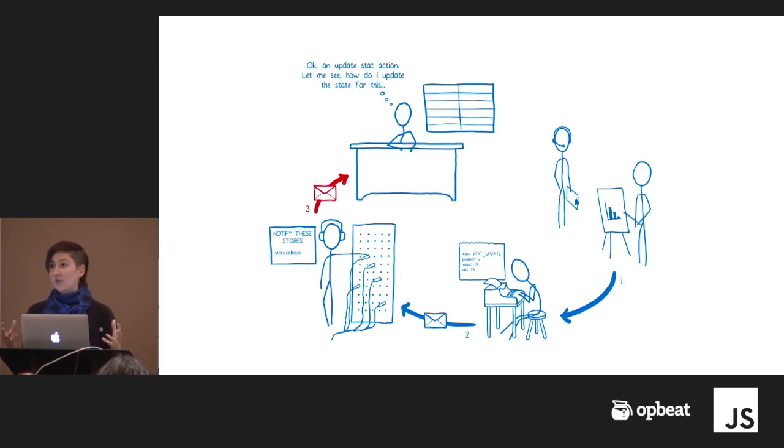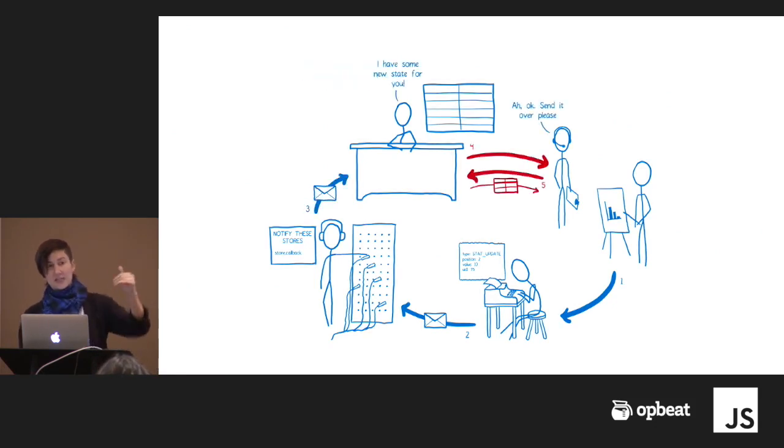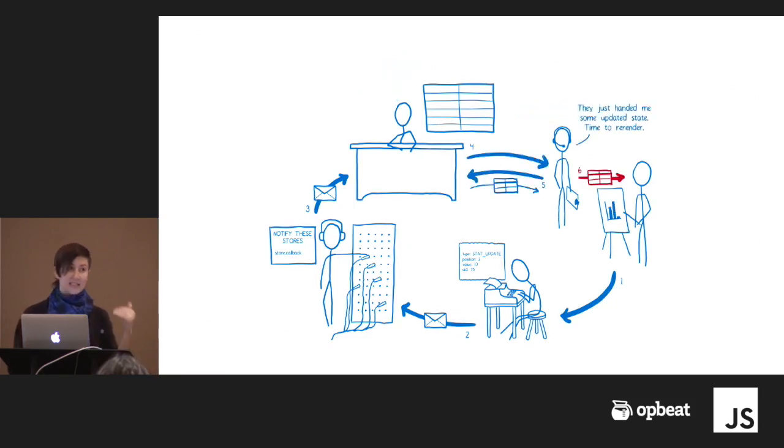And of course, this is where the store says, do I care about this? How do I change the data based on this action type? So then the store changes the data that it holds, and it lets the controller view know. And then the controller view says, OK, great, and asks the store to send down the new data. And then we'll pass it into the view below it to re-render.